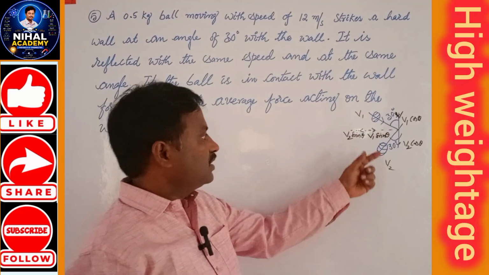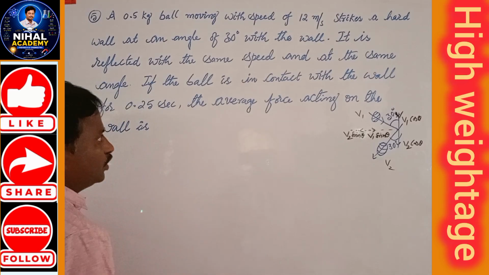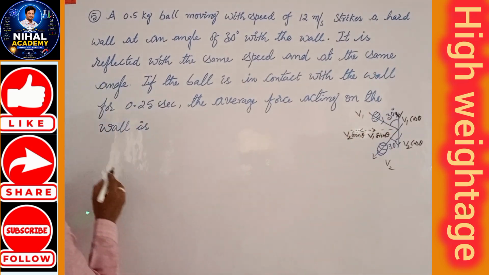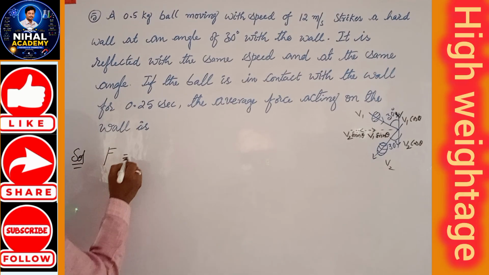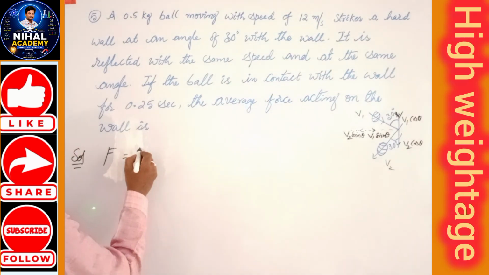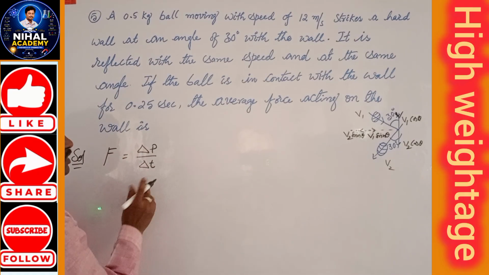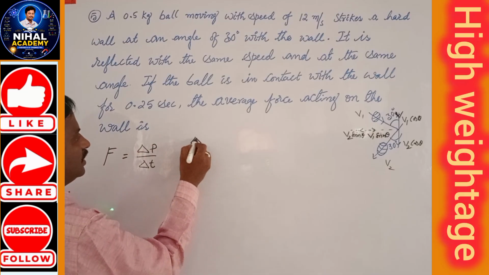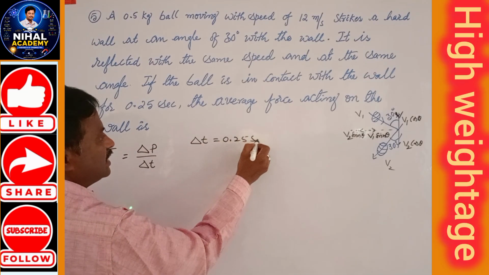Now the resultant velocities are in the normal direction. So now we have to find the average force acting on the wall. How do we calculate the force? It is equal to the rate of change in momentum, so delta P by delta T. Delta T is given, that is 0.25 seconds.